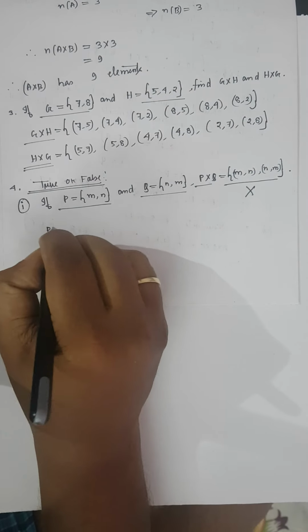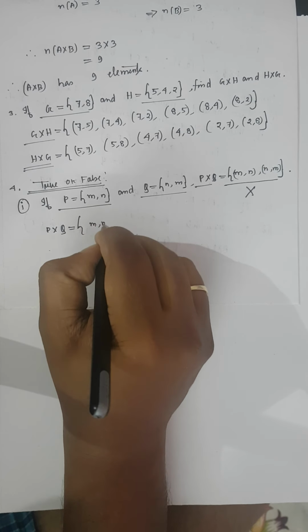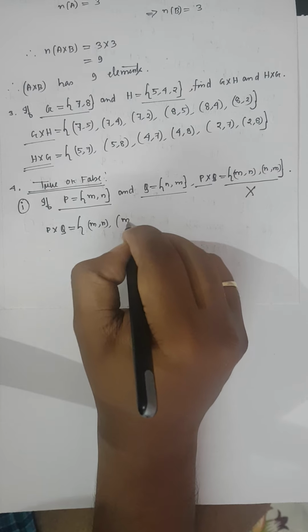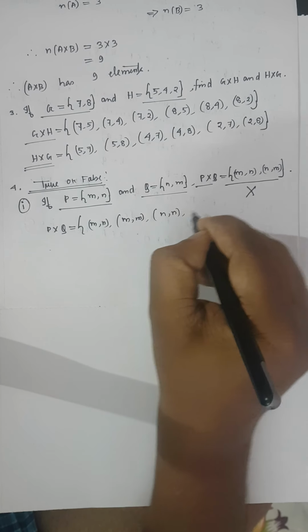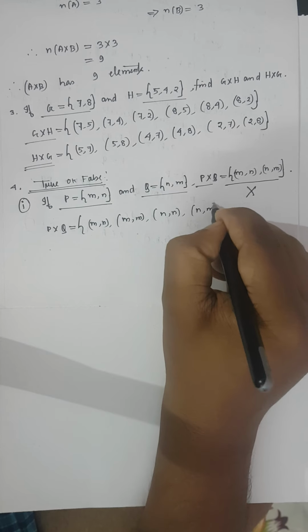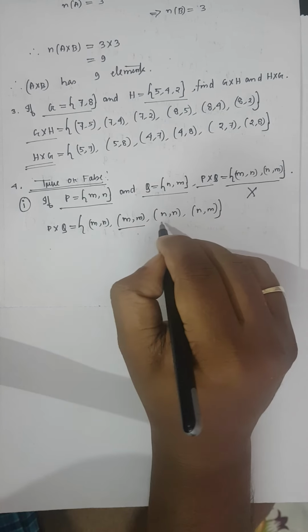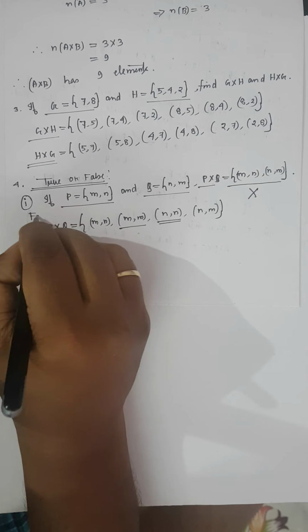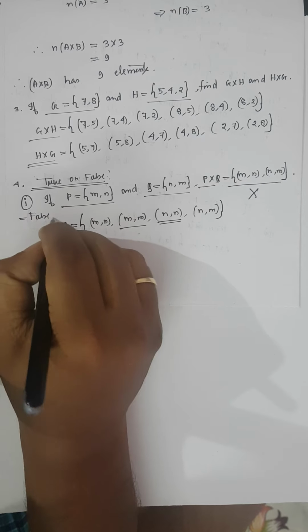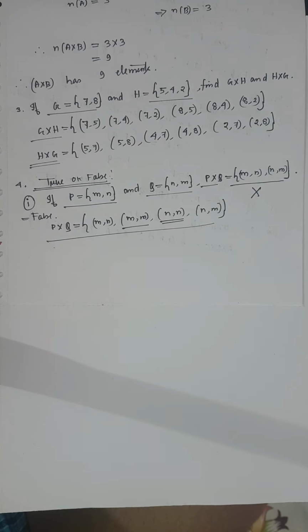So if I find P cross Q, I'll have (m, n), (m, m), (n, n) and (n, m). Clearly the ordered pairs (m, m) and (n, n) are missing, so it is false. The true statement will be P cross Q is equal to {(m, n), (m, m), (n, n), (n, m)}.